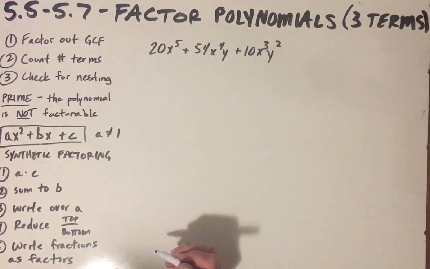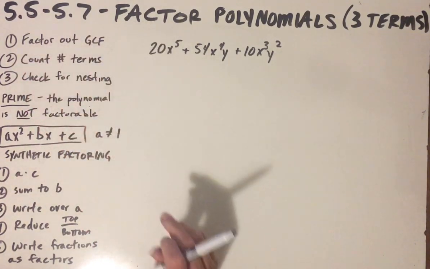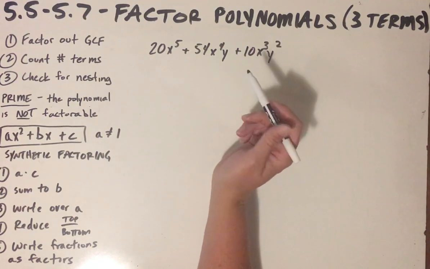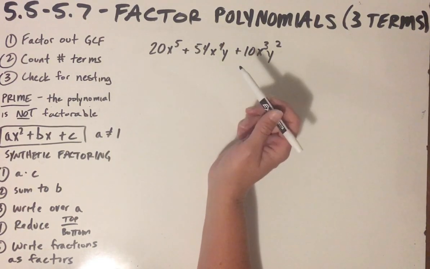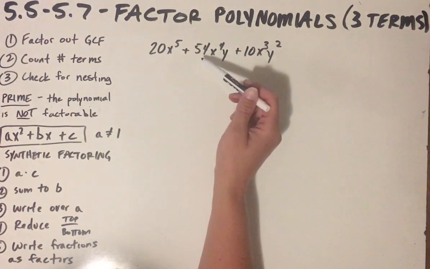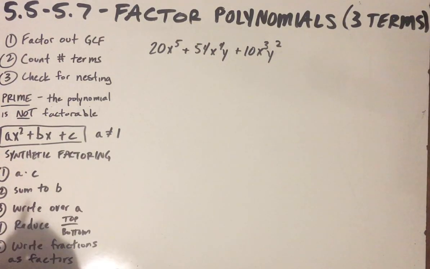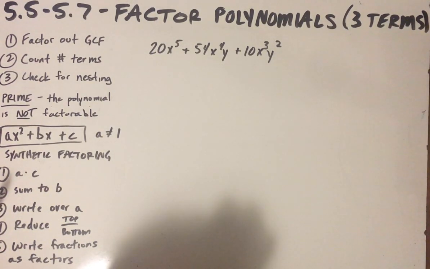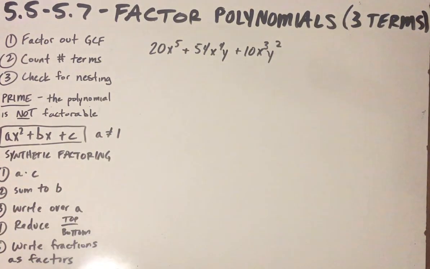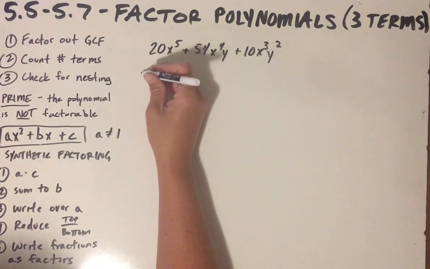Okay, so first step, always and forever, of factoring is I'm going to see if there's a GCF. When I'm looking at 20, 54, and 10, the first thing I notice is that they're all even. So I know that they can be divided by 2, but can they be divided by something bigger than that? Well, 4 goes into 20, 4 doesn't go into 54, and it doesn't go into 10. Only other factor of 20 is 5, and that's not going to work because it won't go into 54. So we are good to go. So my GCF here is 2.